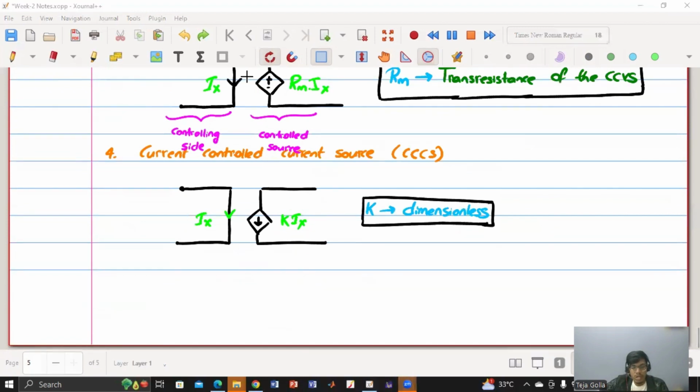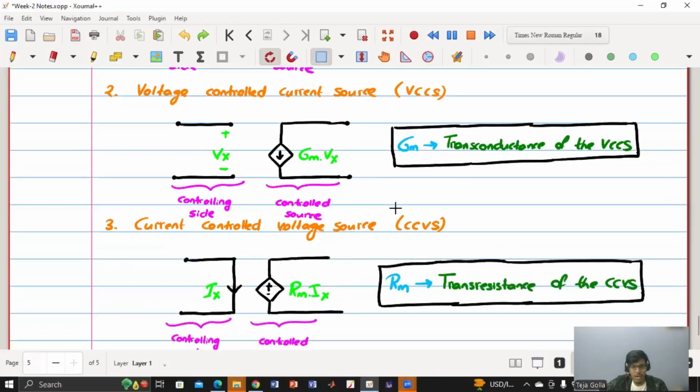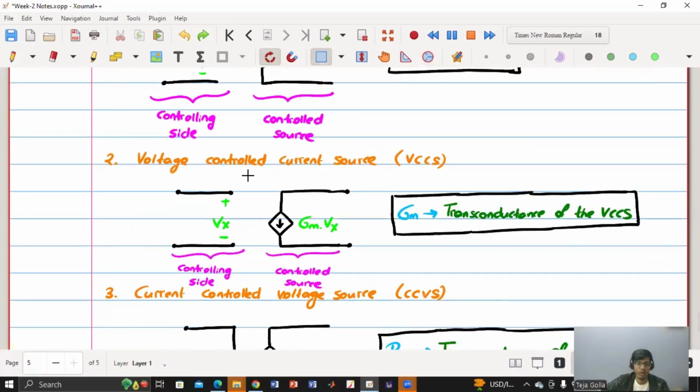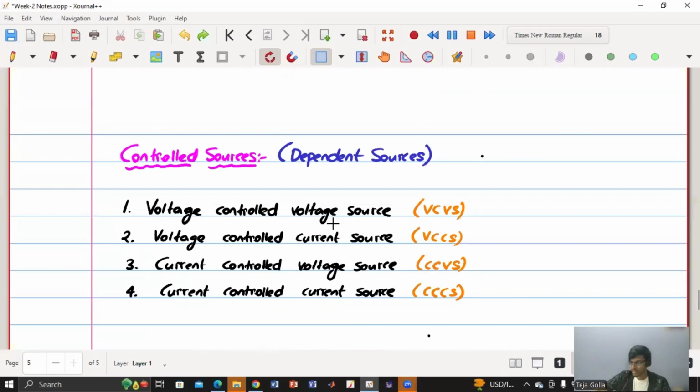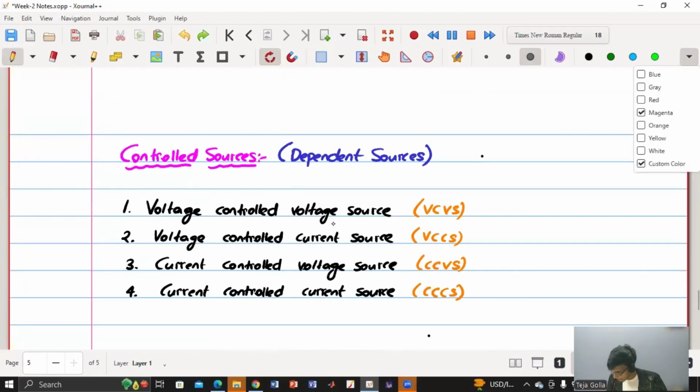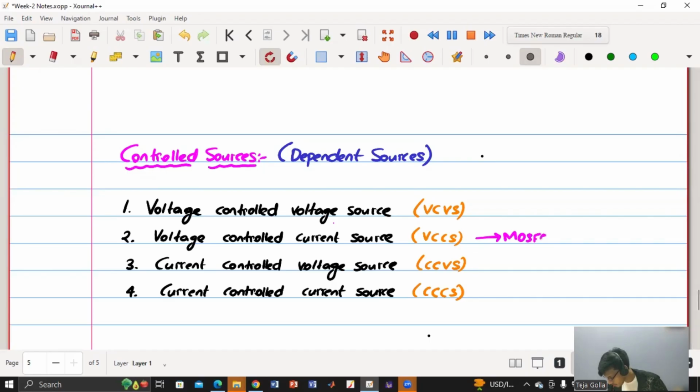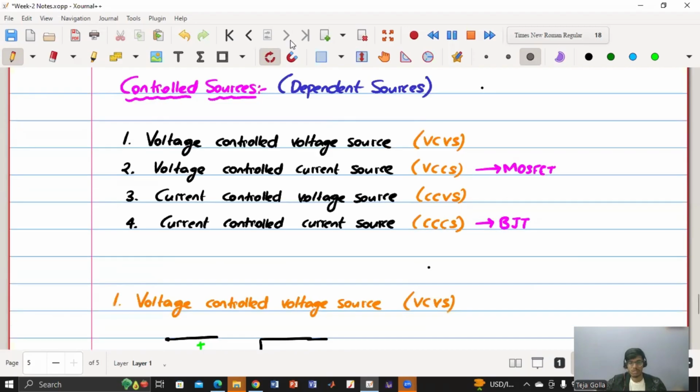You asked for an example of a voltage controlled current source. The MOSFET is one such example, a voltage controlled current source, and the current controlled current source is the BJT. For the current controlled voltage source and voltage controlled voltage source, there are no direct applications, but you have to make some circuit like that. These are the transistors you are aware of, so that's why I'm telling you directly.